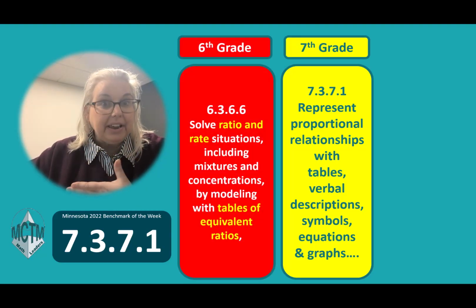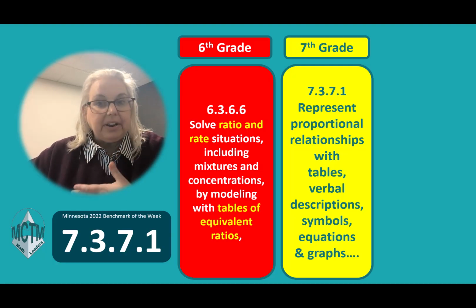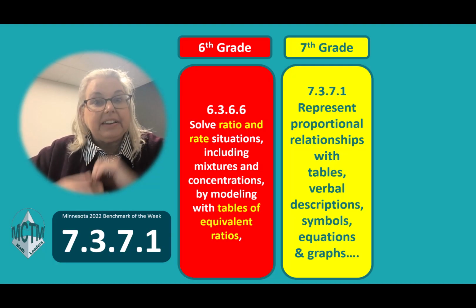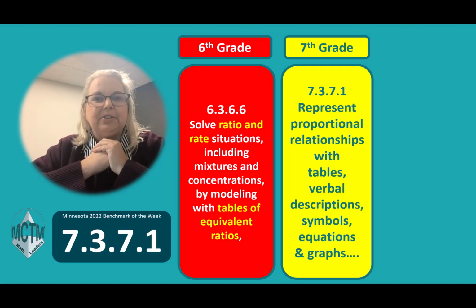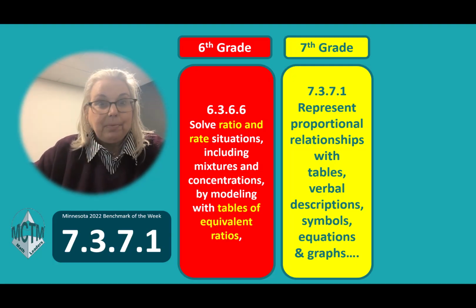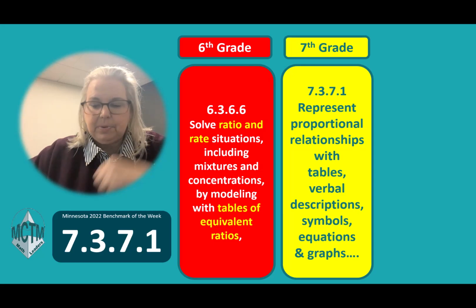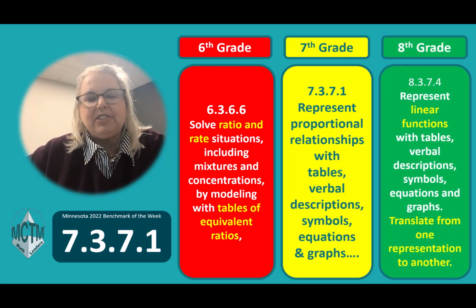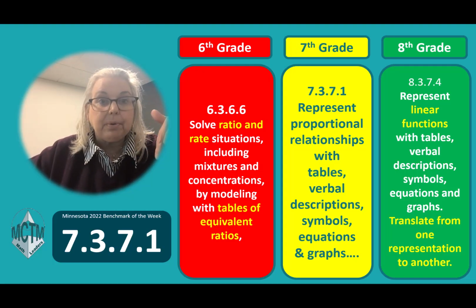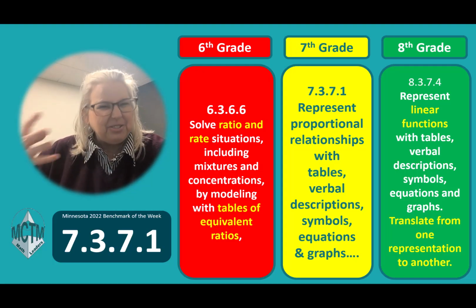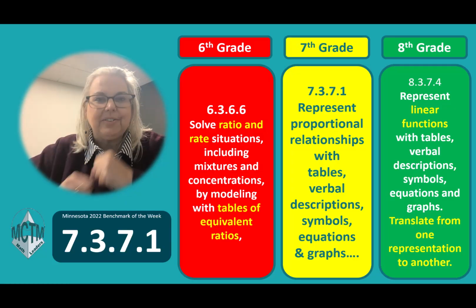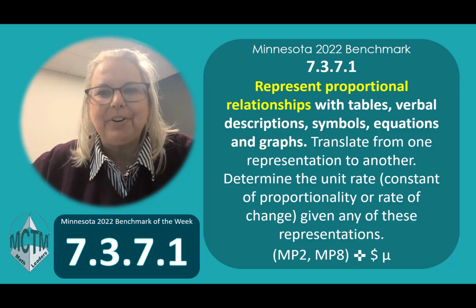But in sixth grade, they did that with ratio and rate situations and looked at those in tables of equivalent ratios and did solve problems using those. And equivalent ratios are proportions. So they are coming with experience, and we're going to start calling them proportional relationships in seventh grade. In eighth grade, they'll start to look at linear relationships that are not proportional, and they'll start using the phrase linear relationships and slope. But in seventh grade, we're going to live in proportional relationships.